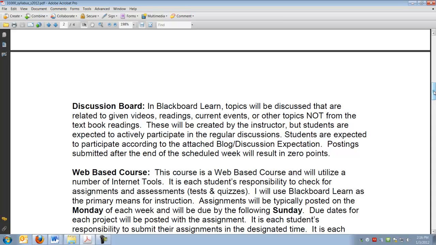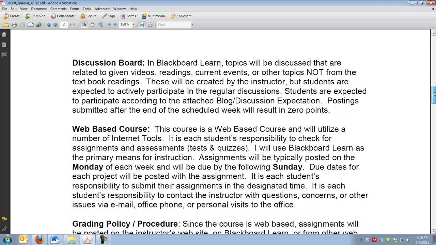I didn't mention it with the blog, but I'll mention it now along with the discussion boards. The idea of a blog discussion is to generate a lively interaction that is timely, so that you actually have some dialogue with fellow students. Anything submitted after the week that the blog and the discussion are scheduled will result in 0. So it's important that you participate in the discussion in the blog during the given time.